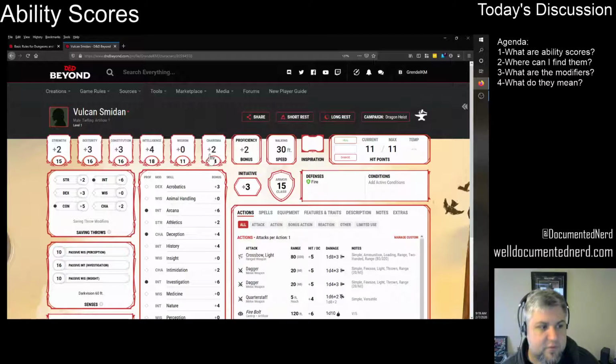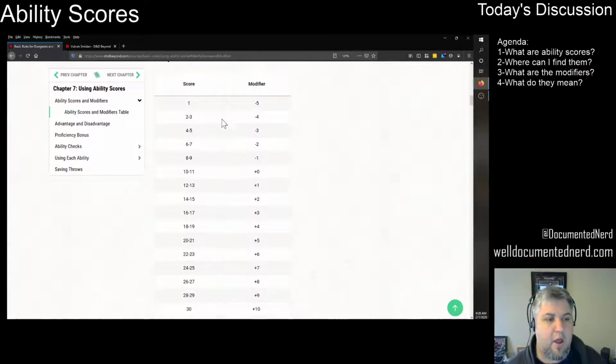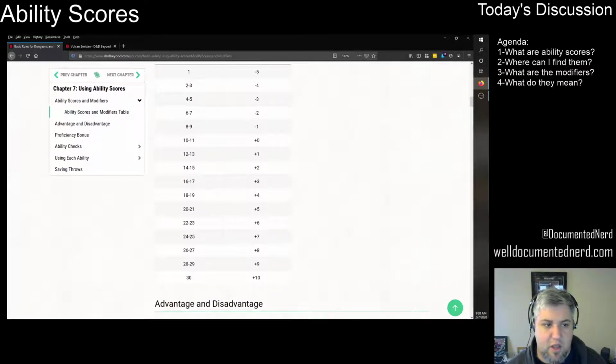Okay? Now, you'll notice here are my scores: 15, 16, 16, 18, 11, 14. I rolled pretty well, actually, for this character. But notice these +2s, +3s, +4s, +0, +2. What are these? These are the modifiers. The range of scores is 3 to 18, and depending on what you get there, you get a modifier attached. That modifier is what actually affects everything. If we look at the actual rules in D&D, there's a table that determines what your modifier is.